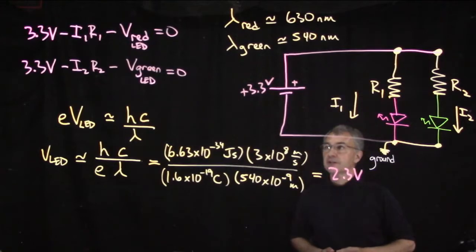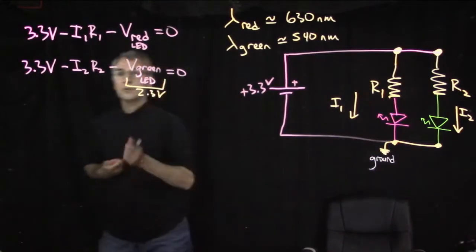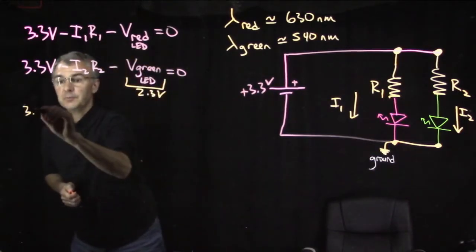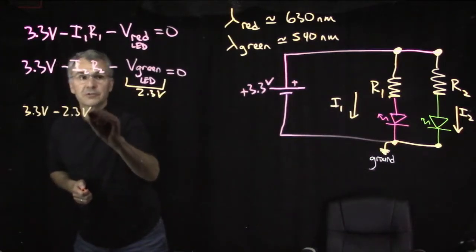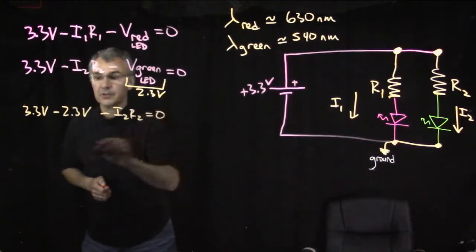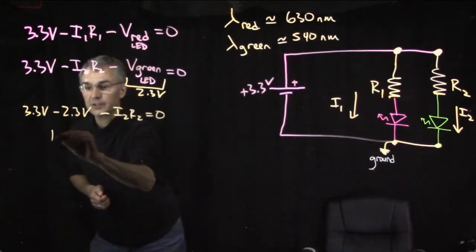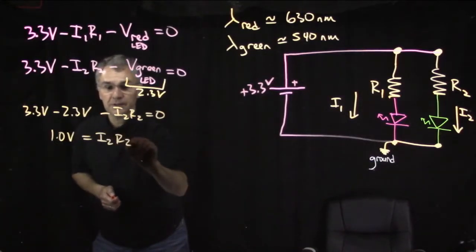So let's design this for the green LED. So this value will be about 2.3 volts. Then we can say 3.3 volts minus 2.3 volts minus I2 R2 equals 0. So this difference is just 1 volt. So 1.0 volt equals I2 R2.